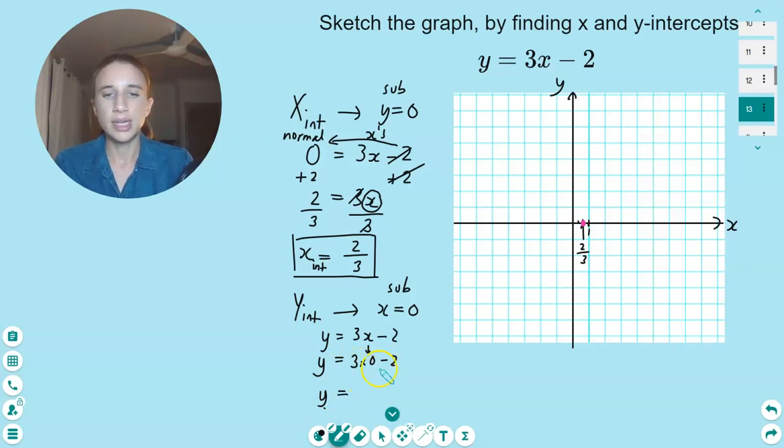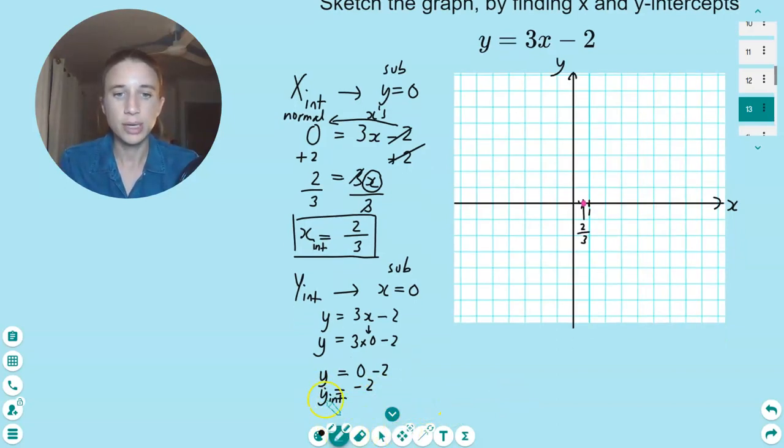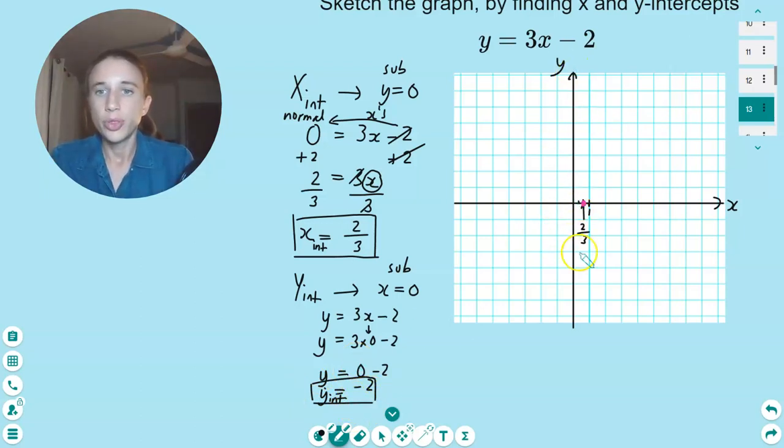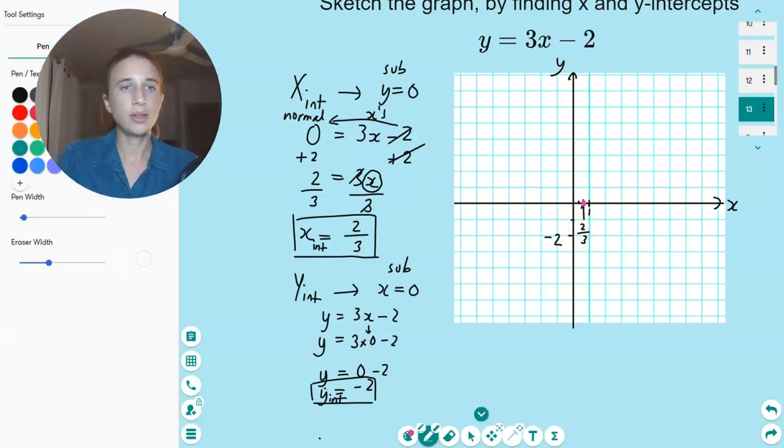So a bit of BODMAS means that multiplication comes first. 3 times 0 is 0, take 2. Y equals negative 2. And I put that y int to remind myself it's the place where it cuts the y-axis. So let's just plot it straight in. The place where it cuts the y-axis is negative 2. And then we can plot our line.